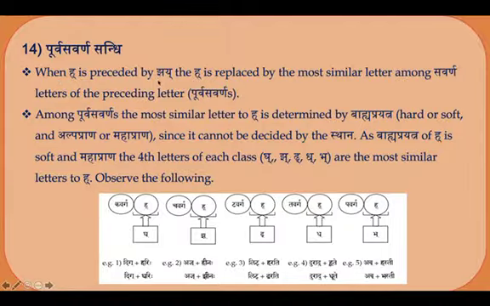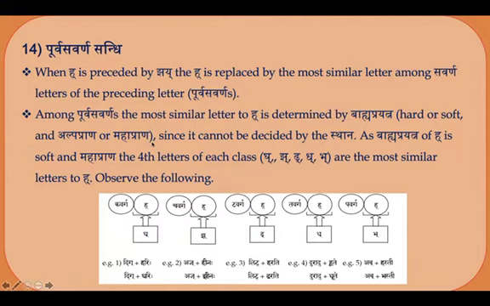When ha is preceded by a jhal, the ha is replaced by the most similar letter among the Savarna letters of the preceding letter, that is, Purna Savarnas. Among the Purna Savarnas, the most similar letter to ha is determined by Bahya Prayatna, which is hard or soft, and Alpa Prana or Mahaprana.